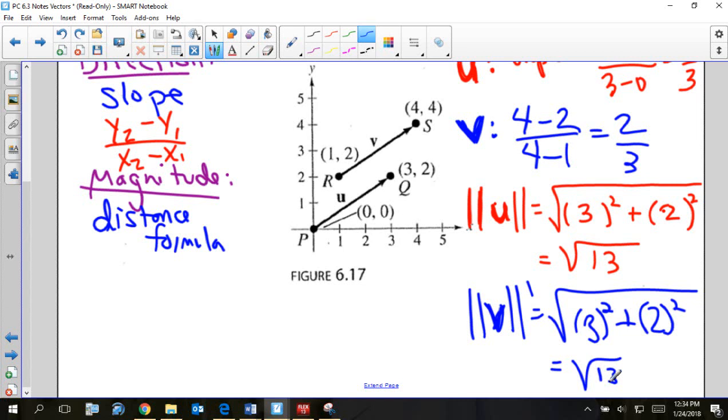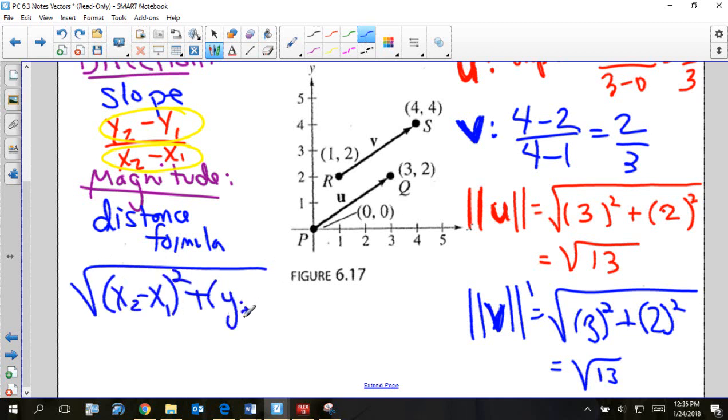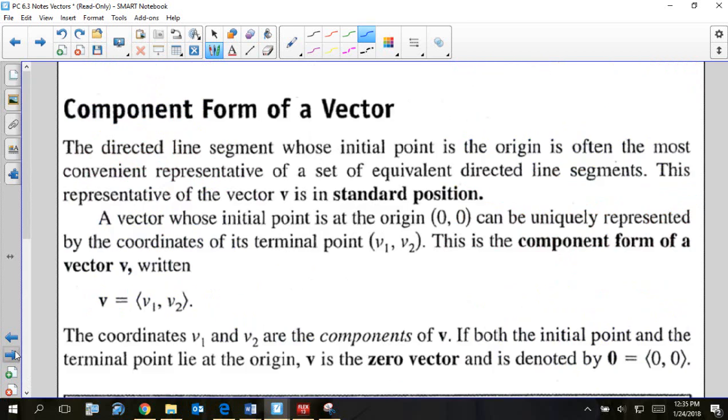Is it where my 3 and 2 came from? Yeah. The formula for slope was x2 minus x1 and y2 minus y1. And the distance formula, which I wrote at the top of the paper, was x2 minus x1 squared plus y2 minus y1 squared. So I just used those values that I found for slope, and I just put them in this spot, so I didn't have to redo that. Just shortcutting it a little bit.